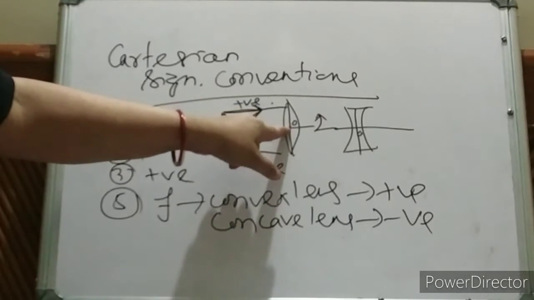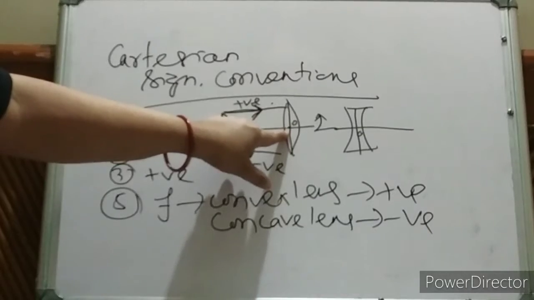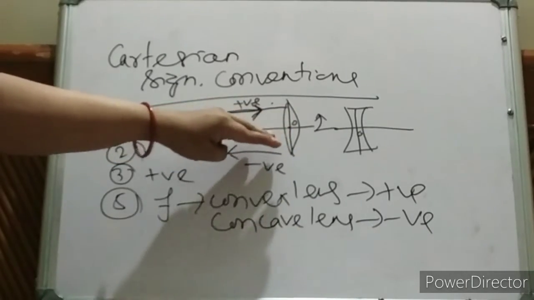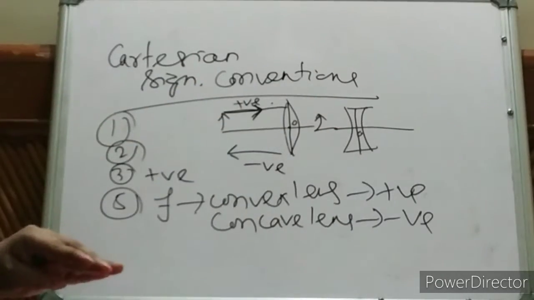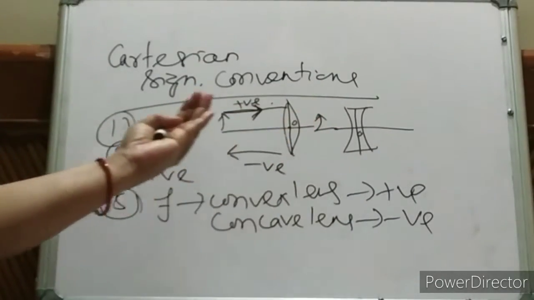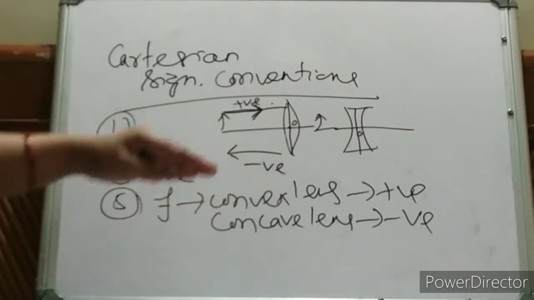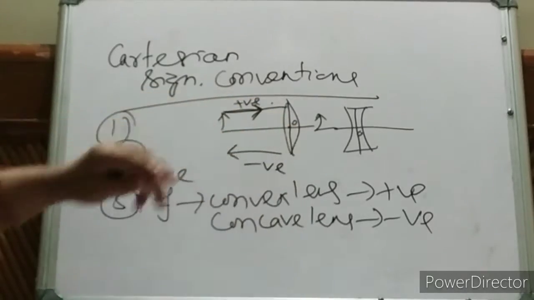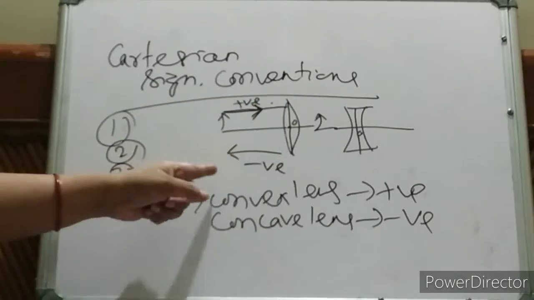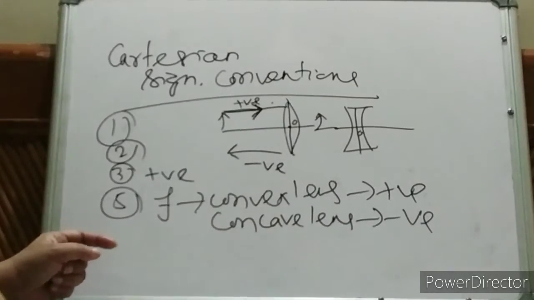Optical center is the origin. All the distances are measured from the origin. If the distance you are measuring is in the direction of incident light, then it is positive. If it is opposite to the direction of incident light, then it is negative. Height above the principal axis is positive, height below the principal axis is negative, and the focal length for a convex lens is positive and the focal length of a concave lens is negative.